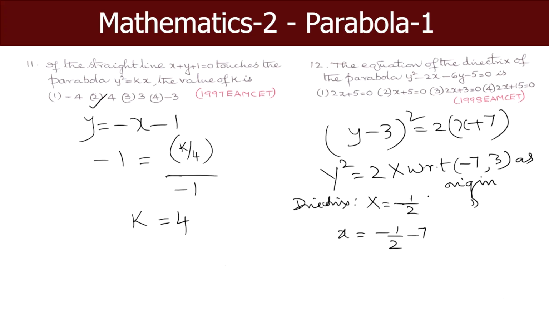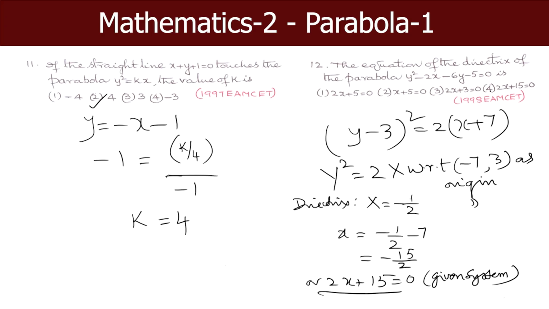Add them, the x coordinate with respect to the original is minus 15 by 2. Or 2x plus 15 equal to 0 with respect to the given system of coordinates. So 2x plus 15 equal to 0, that is the directrix of the parabola.